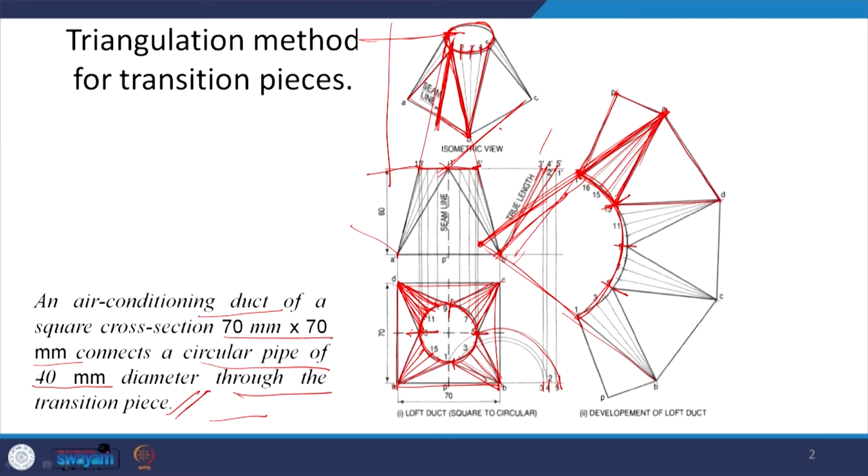We already have one of its sides. Taking this, we draw the rest of the triangle. Again you connect this, you get the rest of the triangle, you connect this and you get the rest of the triangle. This is the triangulation method, where we are arriving at these transition pieces using a combination of these two methods. So this is how the development of surfaces is fairly important when you are drawing machines and when you are drawing different parts in engineering and architectural structures.